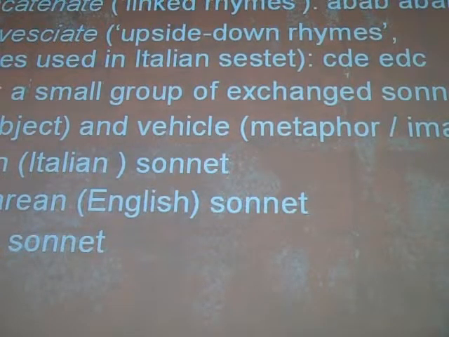Octave, volta, sestet. Octave can be cut in two, means two quatrains. Sestet can be cut in two, into two tercets. Again, we'll recall these and we'll bear them in mind. So, let's have a look at some.